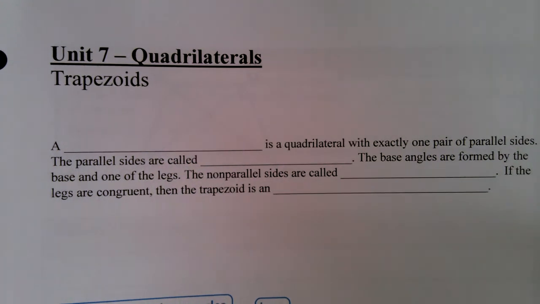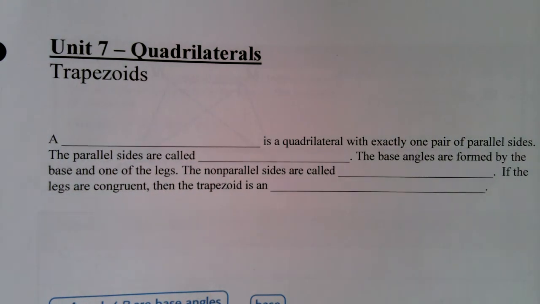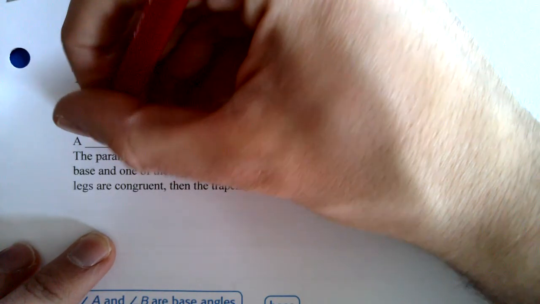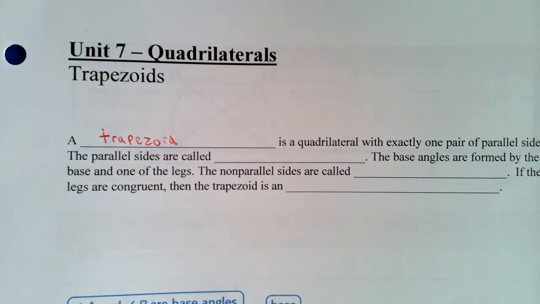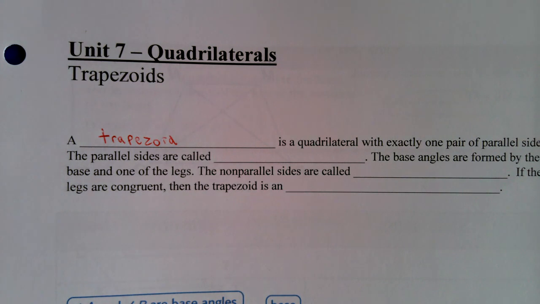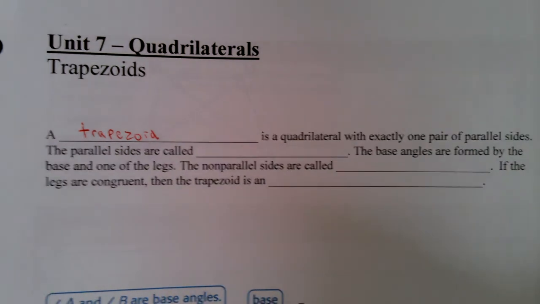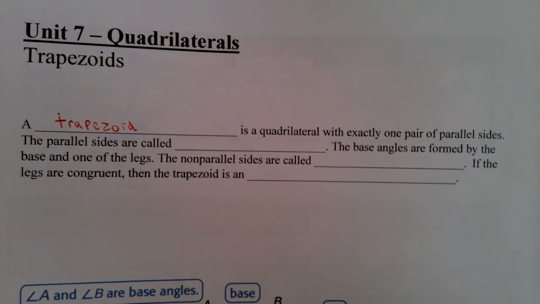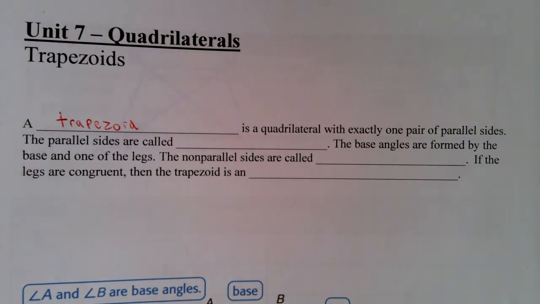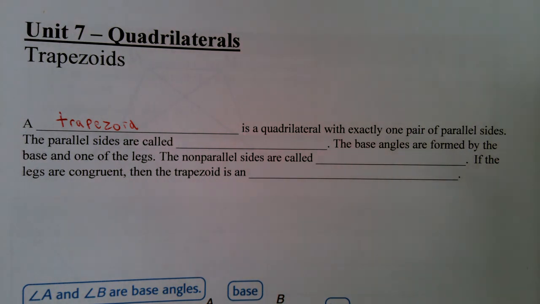Okay, so a trapezoid is the first definition. A trapezoid is a quadrilateral with exactly one pair of parallel sides. Okay, exactly one pair of parallel sides, not two pairs of parallel sides, because that would be a parallelogram. These are trapezoids today.